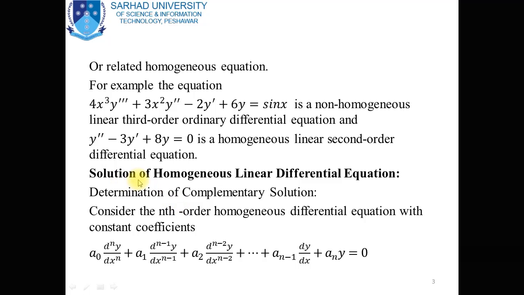So now we are going to discuss the procedure for the solution of a homogeneous linear differential equation with constant coefficients. Consider the nth order homogeneous linear differential equation with constant coefficients: a0 dⁿy/dxⁿ plus a1 dⁿ⁻¹y/dxⁿ⁻¹ plus a2 dⁿ⁻²y/dxⁿ⁻² plus and so on, plus an-1 dy/dx plus an y is equal to 0.